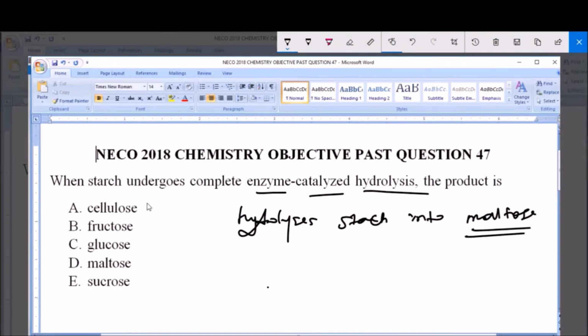Now looking at this, option A says cellulose. It will not give what? Cellulose, because cellulose on its own is not a component of starch. Then B says fructose, and it will not be given when starch is fully hydrolyzed. C says glucose, which is also a monosaccharide, and also will not be given when starch is hydrolyzed. So maltose is what is produced when starch is hydrolyzed by complete enzyme catalyzed hydrolysis. So the answer to this question is option D, maltose.